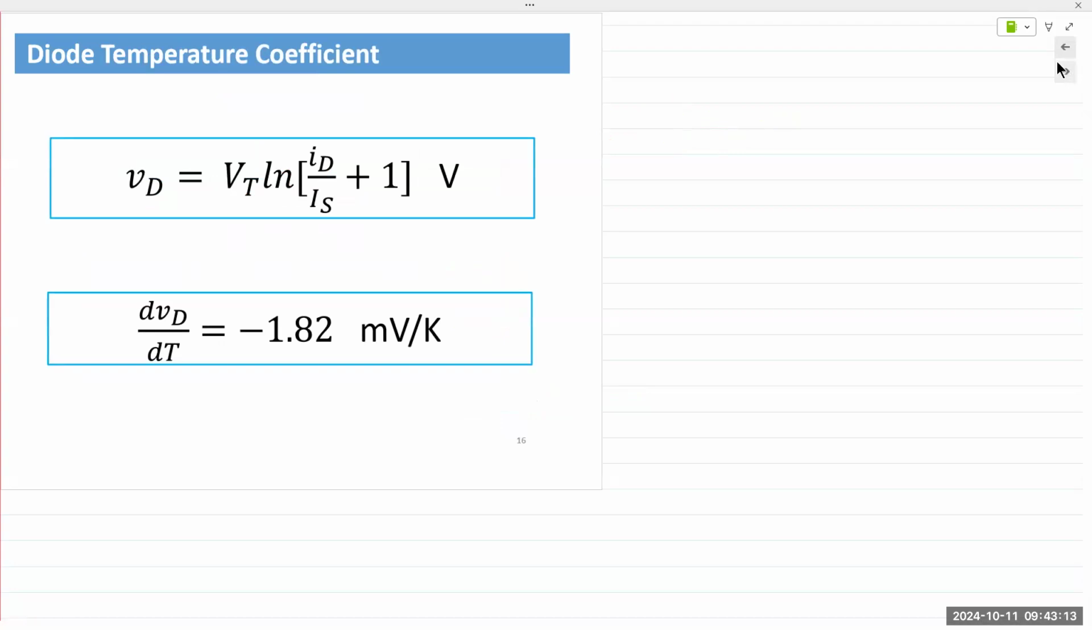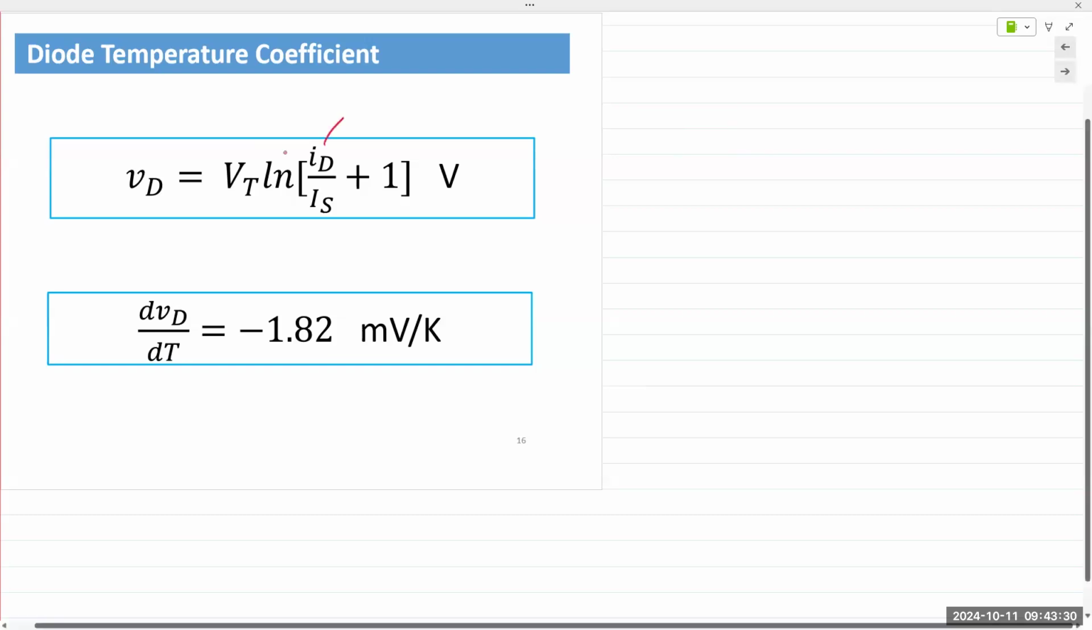It's simply rearranging the terms of the diode equation. We had ID on the left-hand side. We just simply took everything on the other side and VD. So we get everything in terms of VD. Everything else is still the same. ID is the diode current. VT is the thermal voltage, KT over Q. And IS is still the saturation current.